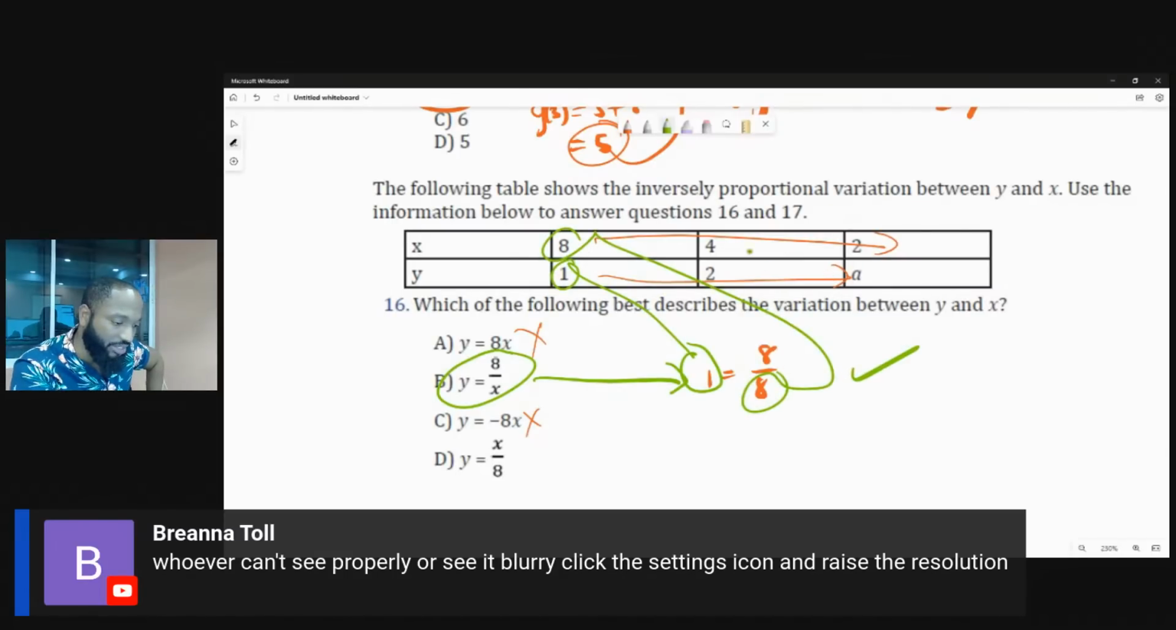It's correct. And if I substitute the other values, when y is 2, they're telling me that this has to be 8 still, because this is always 8, over x is 4, which works. So B is the answer. Check it over and you'll realize that B is working for all of them. If you try any others, it wouldn't work.